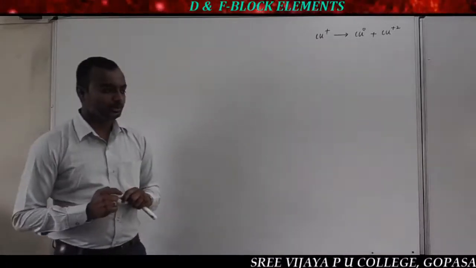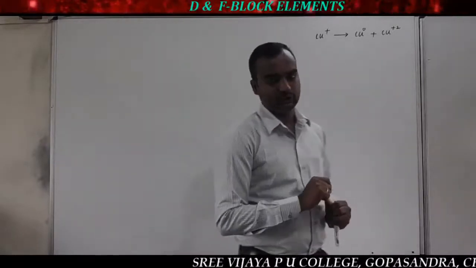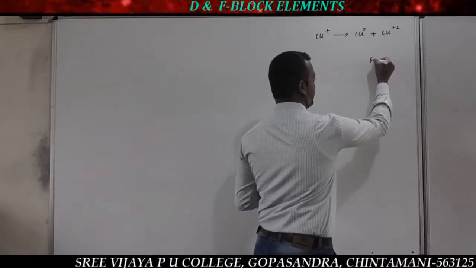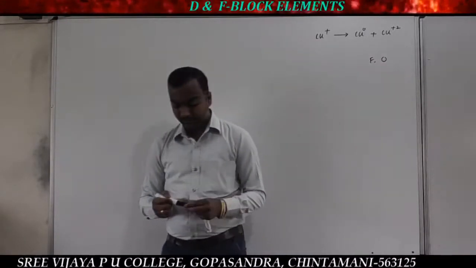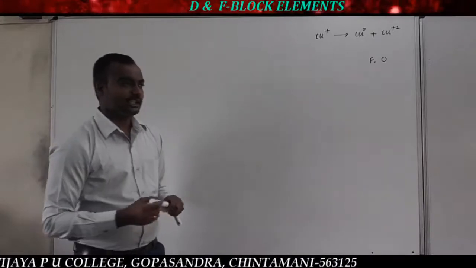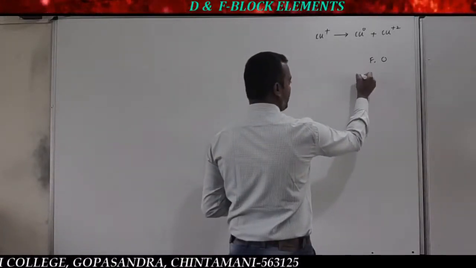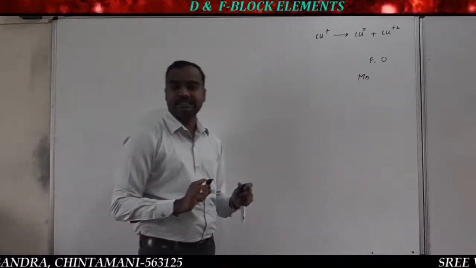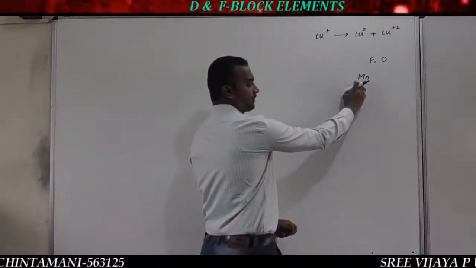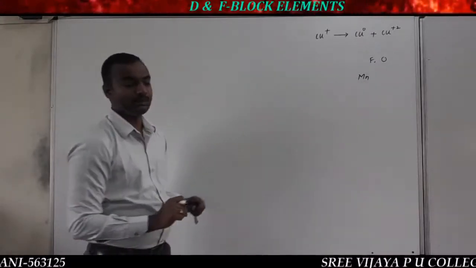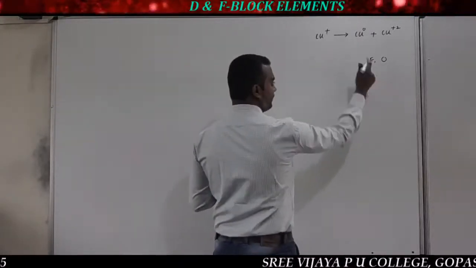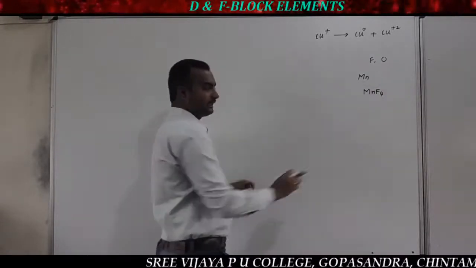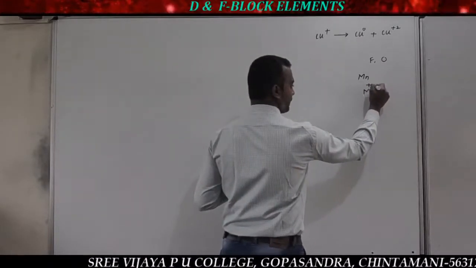So, transient stability of oxidation states. We know that two very important elements, fluorine and oxygen, have more ability to stabilize the higher oxidation state. The best example is in the case of Mn. Manganese is an important d-block element in the 3d series that shows the highest oxidation state, about +7. But when it is combined with fluorine, it forms the compound MnF4O3, which can stabilize the oxidation state of manganese up to +4.